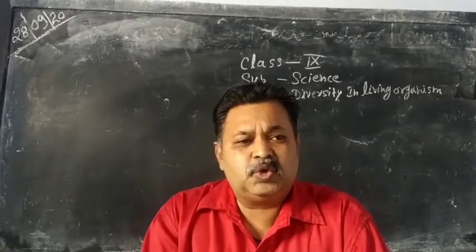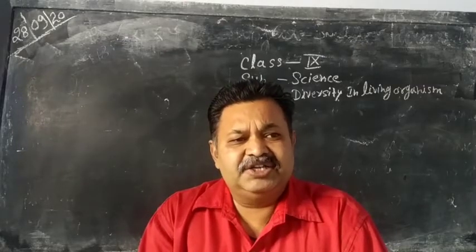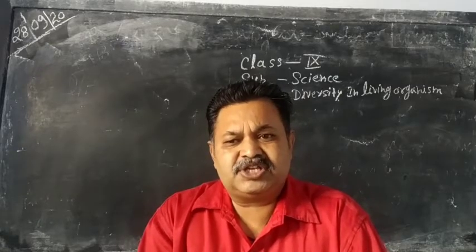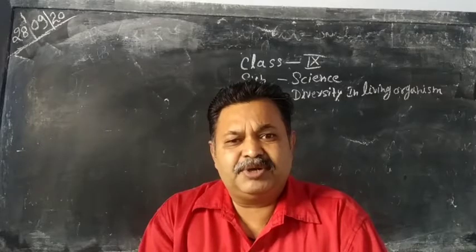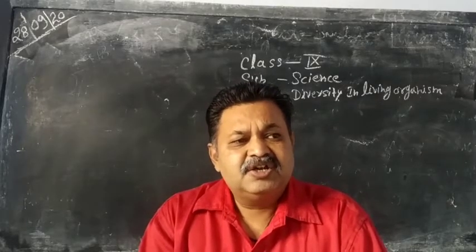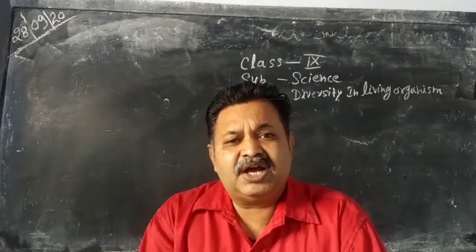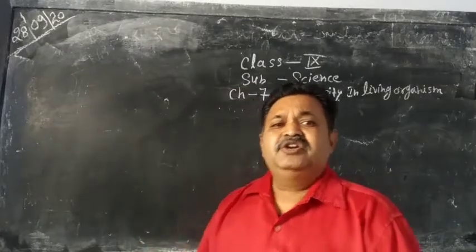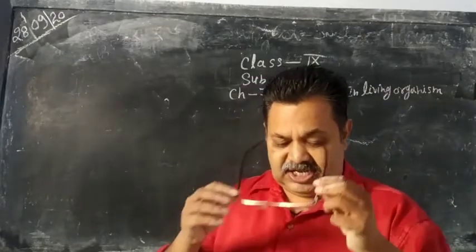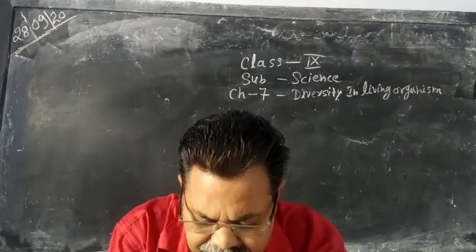Parasites are those organisms which take their food from another organism, and they are totally dependent on it for their food. Another type of classification on the mode of nutrition is saprophyte. Saprophytes are those organisms which take their food from dead and decaying organic substances. So this is the classification on the basis of the mode of nutrition.